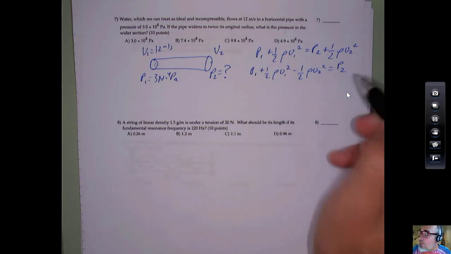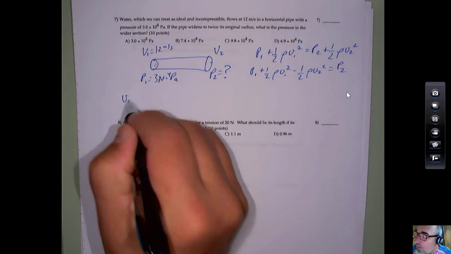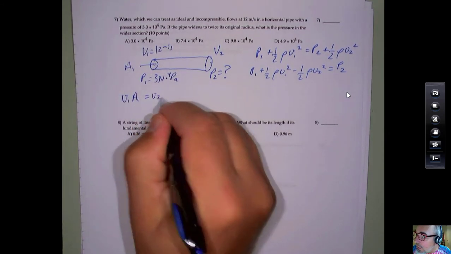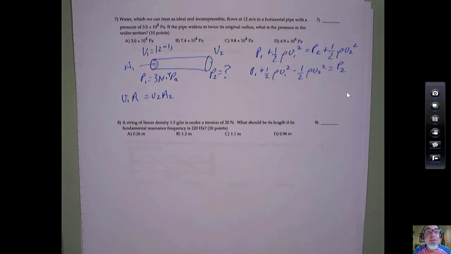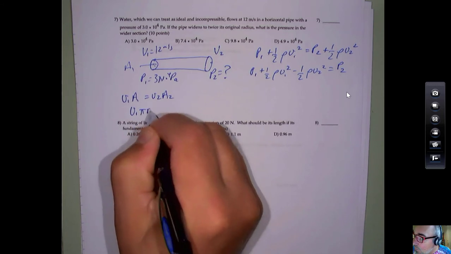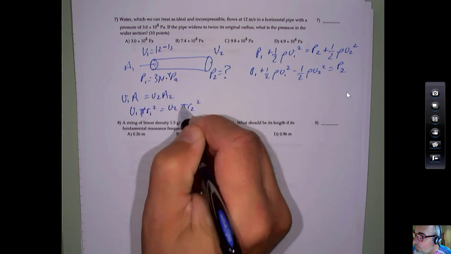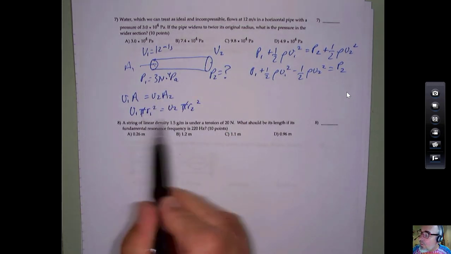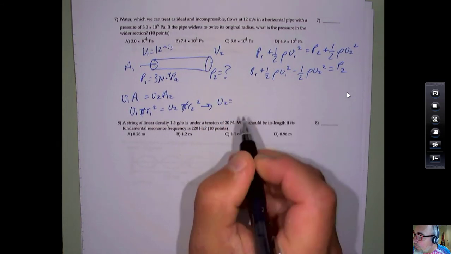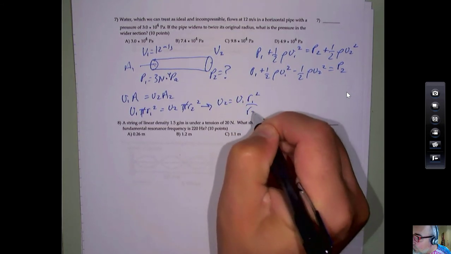Okay, this is perfectly good, but we need to get V2. So I know that V1 times area 1 is equal to V2 times area 2. Now it's a circle, so I can say that this is V1 times pi R1 squared is equal to V2 times pi R2 squared. The pi's actually cancel out. Okay, so V2 then, just solving for V2. V2 is equal to V1 R1 squared over R2 squared.